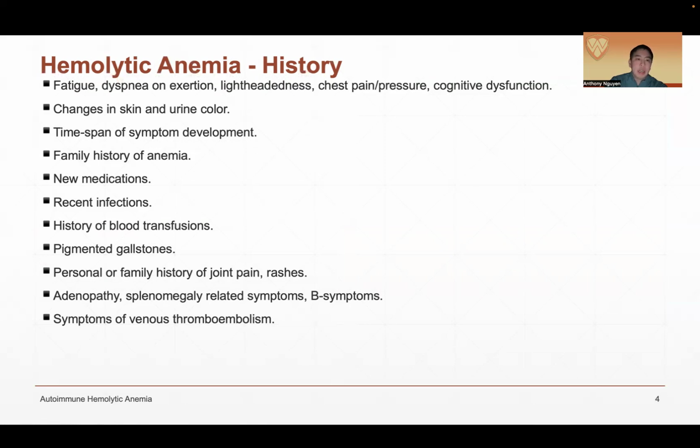And we also have to consider the time span of symptom development. Sometimes it can be an acute presentation. Sometimes patients have these symptoms chronically. Any family history of anemia is important.